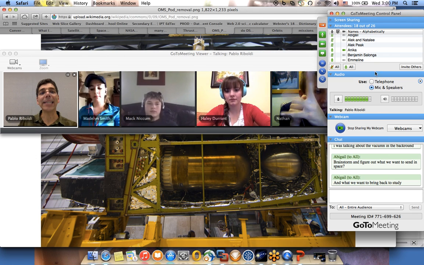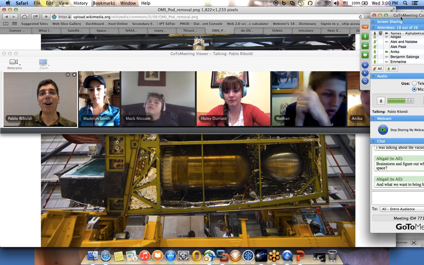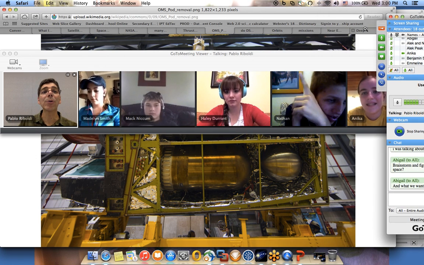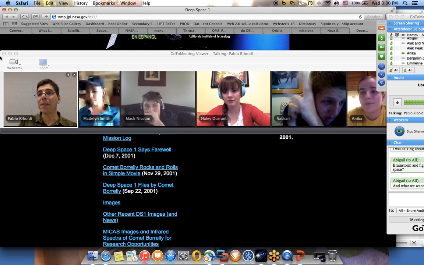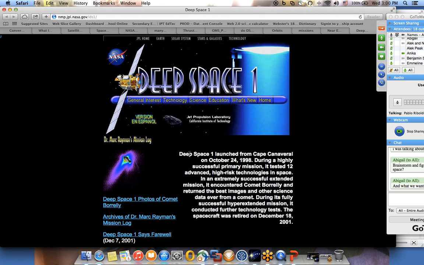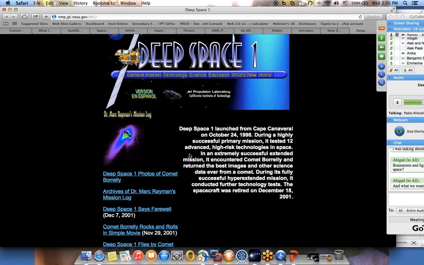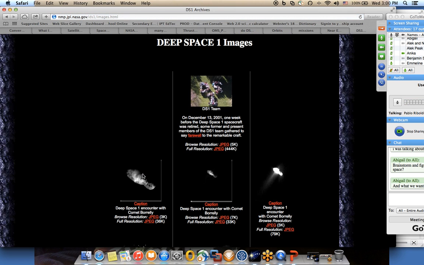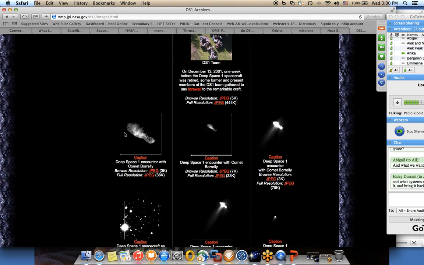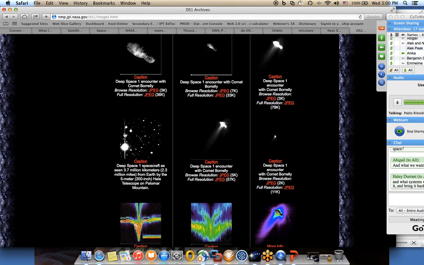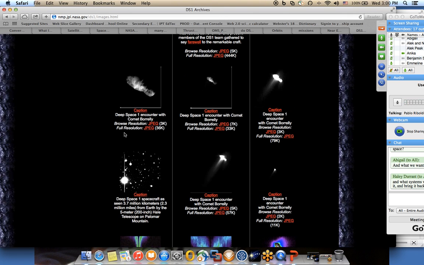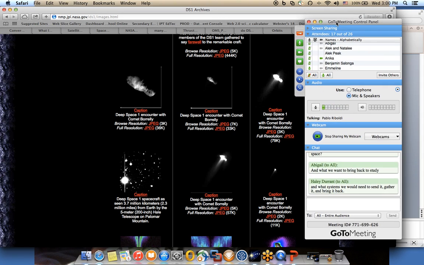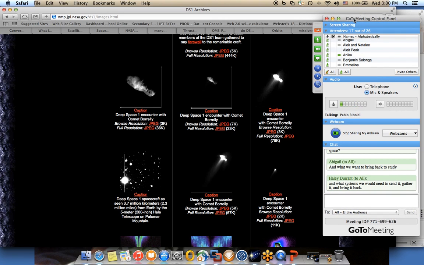So in the case here of Deep Space One, the mission was to try out these new technologies and then rendezvous with a comet. The mission was not to come back, so the probe didn't come back, but the mission was to do a rendezvous with the comet Borrelly. So it had to intercept that.